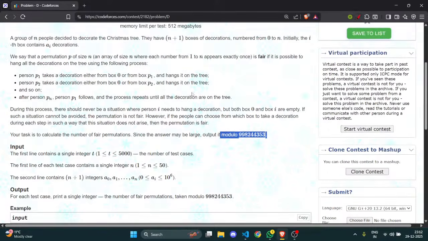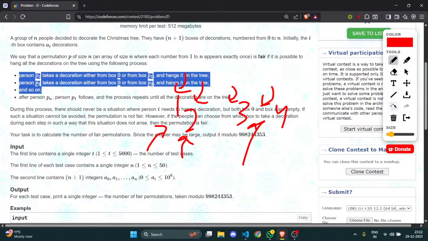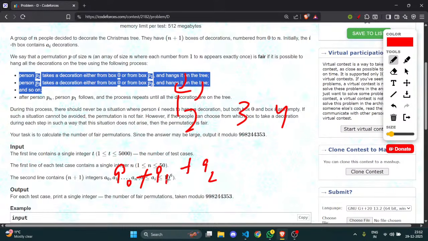Also I forgot to mention that this is going in a circular fashion, like 1 2 3 4, he decorates, 1 decorates, 2 decorates, 3 decorates, 4 decorates. Now again 1 has to decorate, 2 has to decorate, 3 has to decorate, and decorations should go on till all the decorations have been completed, which means there were a total of a0 plus a1 plus a2 plus up to an decorations, and we need to spend all of them. So it should not be the case that A2 is not able to decorate because his box is empty and box zero is empty, but there are some decorations left, like let's say an has some decoration left. This should not happen.